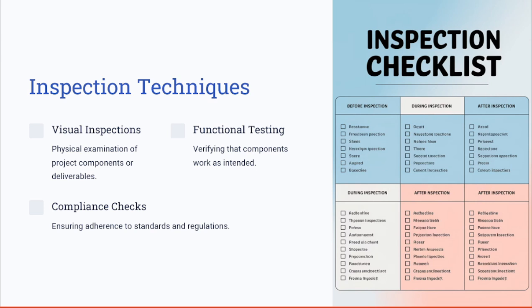Let's take an example where a software project may involve, as part of the inspection, code reviews and functional testing to ensure alignment with the design specifications. Also, regular inspection provides real-time feedback, enabling the teams to address issues promptly and maintain high-quality deliverables.